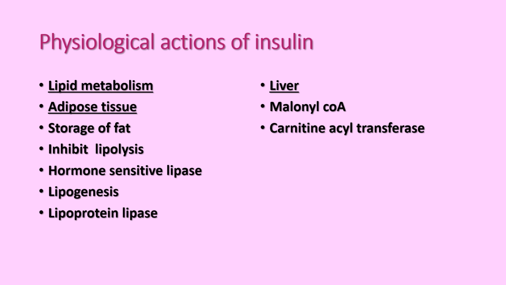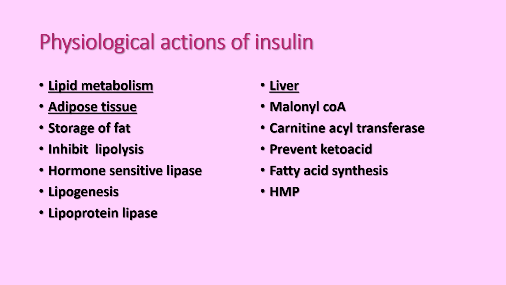So it inhibits keto acid formation, and fatty acid synthesis is increased by activation of the HMP shunt, the hexose monophosphate shunt, and increased HMG CoA reductase, which is important for cholesterol production and fatty acid synthesis. So insulin on lipid metabolism inhibits lipolysis, promotes lipogenesis, stores fat in the adipose tissue and inhibits the formation of keto acids.